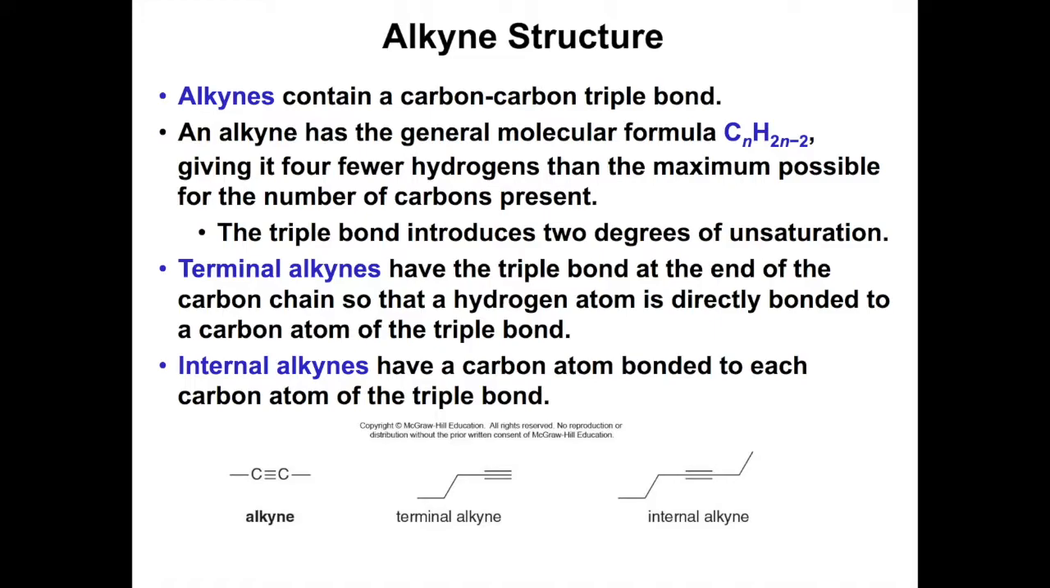As with alkenes, we can also have terminal alkynes that have the triple bond at the end of the carbon chain, or internal alkynes that have the triple bond within the chain. Remember that a terminal alkyne, just like this one, will have an H right there, and that's important for the synthesis involving alkynes.